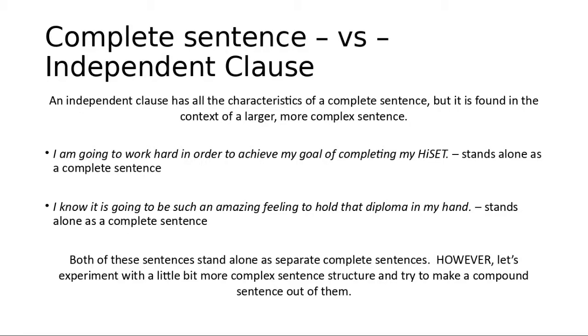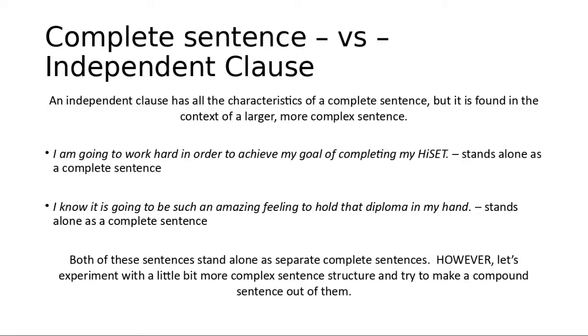So when you put a complete sentence together with another complete sentence to form a larger sentence, then those words, instead of being referred to as a sentence now, they're referred to as an independent clause. Or if it was a fragment, it would be called a dependent clause.